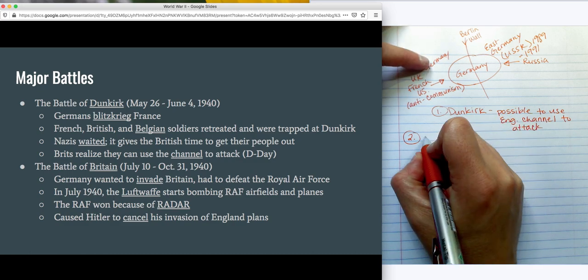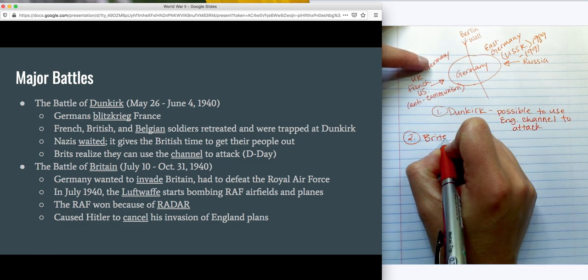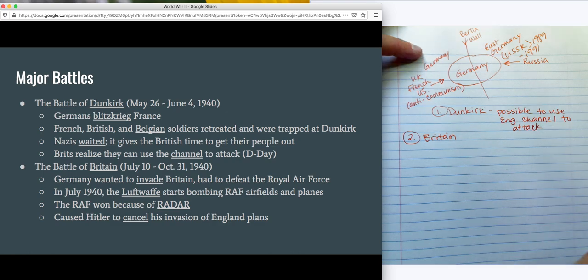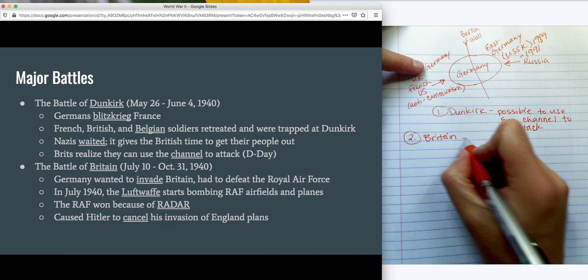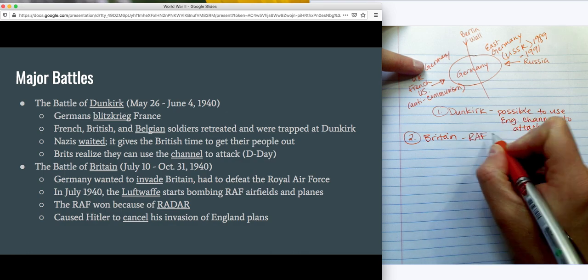The Battle of Britain was when the Germans were trying to invade Britain, and it's very long. It's from July to October, but the RAF wins because of the Royal Air Force. The RAF wins because of radar.